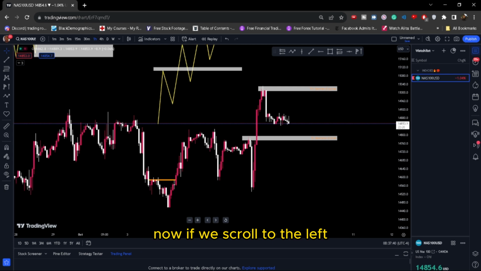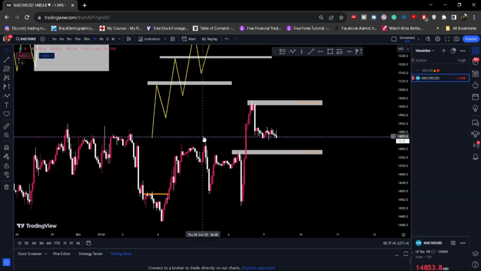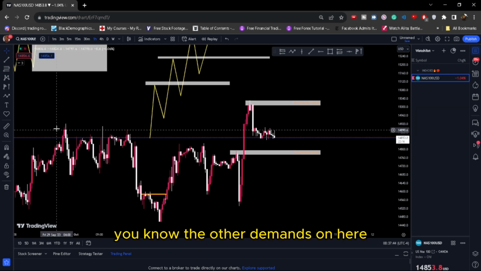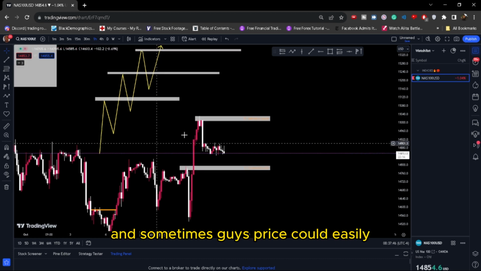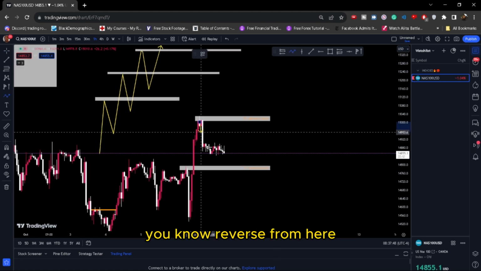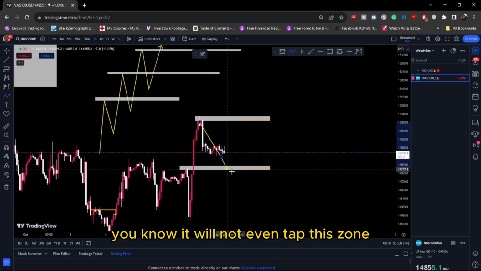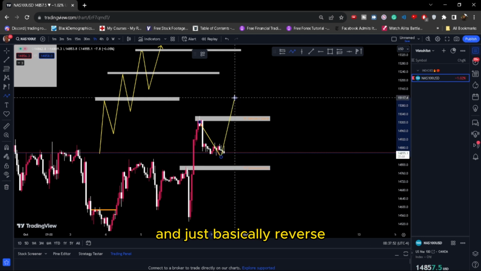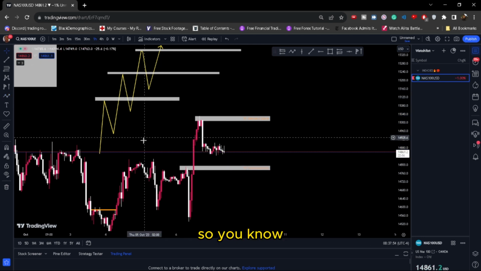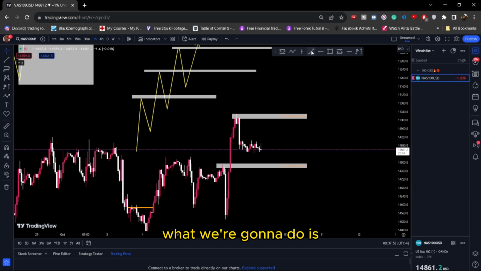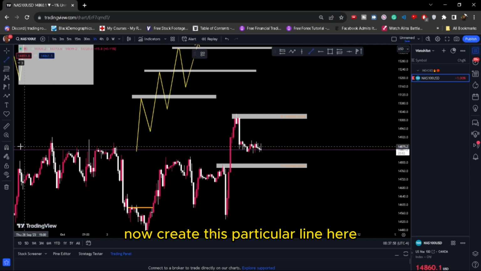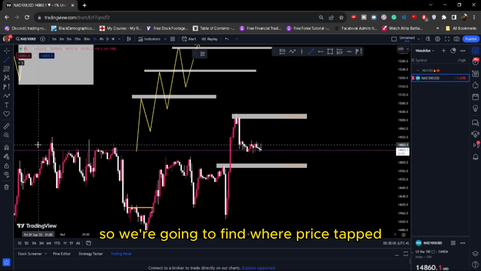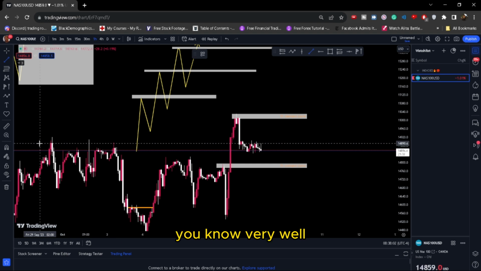Now, if we scroll to the left, we do see the other demand zones here. And sometimes, guys, price could easily reverse from here. It will not even tap this zone and just basically reverse. It happens. So, in order for us to mitigate that, what we're going to do is create this particular line here. So we're going to find where price tapped very well.